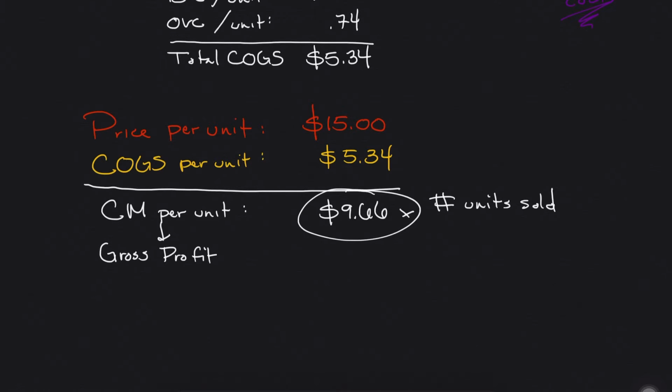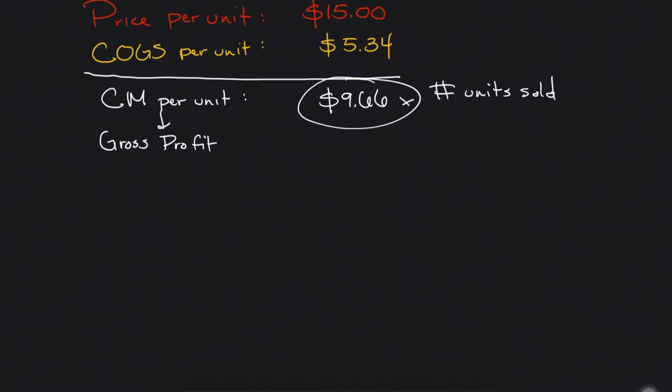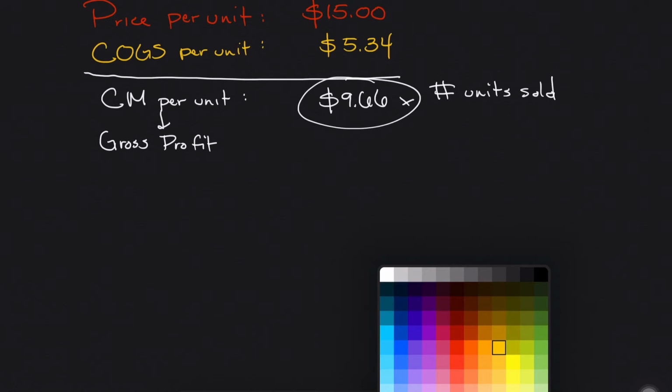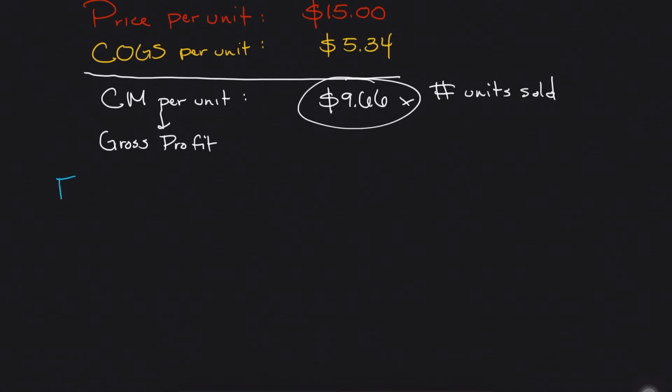So now that we've got this figure, we're going to figure out what we call our fixed costs. So I'm going to change pen colors again here. And we're going to talk about fixed costs. Now, the way that fixed costs work, and again, we have the two categories, right? We've got variable and then we've got fixed. So fixed costs actually remain the same. So they are not tied to production.